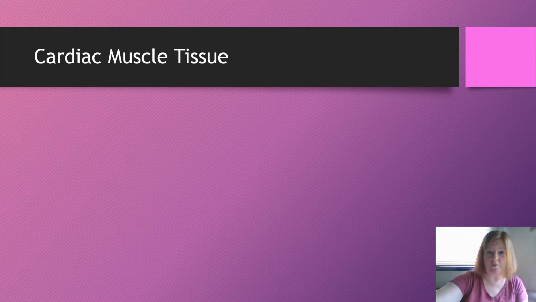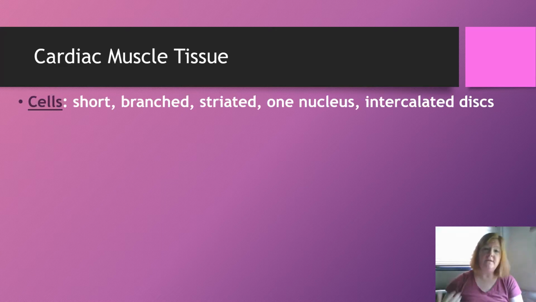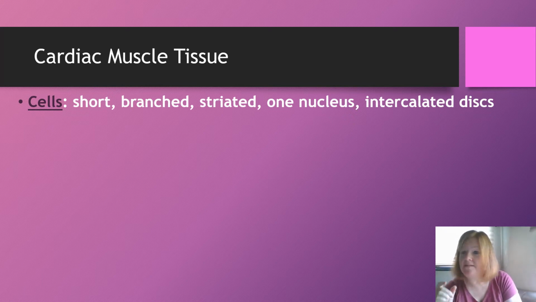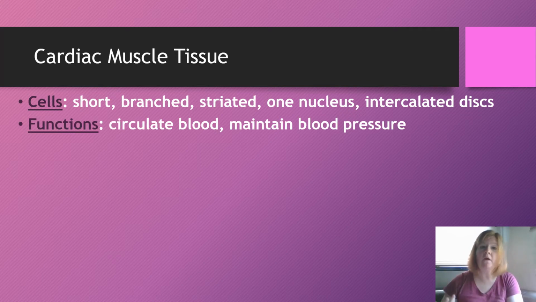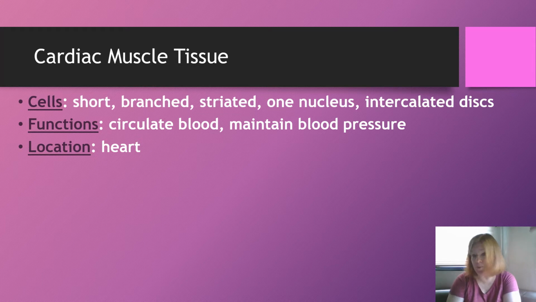Cardiac muscle tissue. The cells are short and branched, also striated, but one nucleus, and they have a unique feature called intercalated discs. And these intercalated discs allow those cardiac muscle cells to communicate quickly with each other to allow contraction in a coordinated fashion. The functions are to circulate blood and maintain our blood pressure. The location is only in the heart.